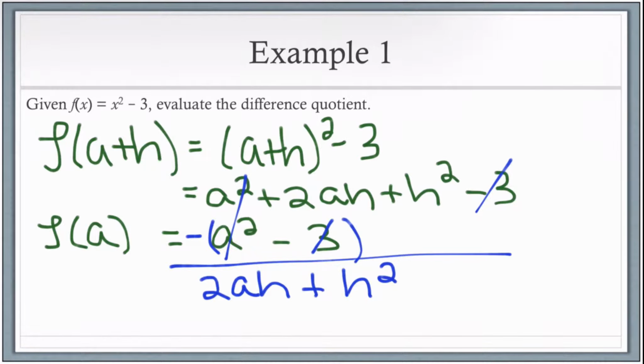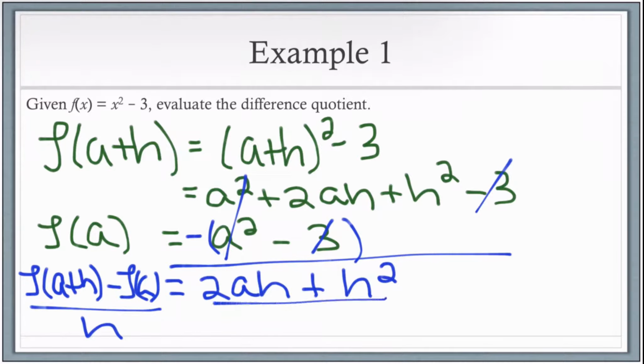The last step is to then divide by h. So this, remember, is f of a plus h minus f of a. Dividing this by h is going to reduce all these powers of h by 1. And I'm left with 2a plus h.